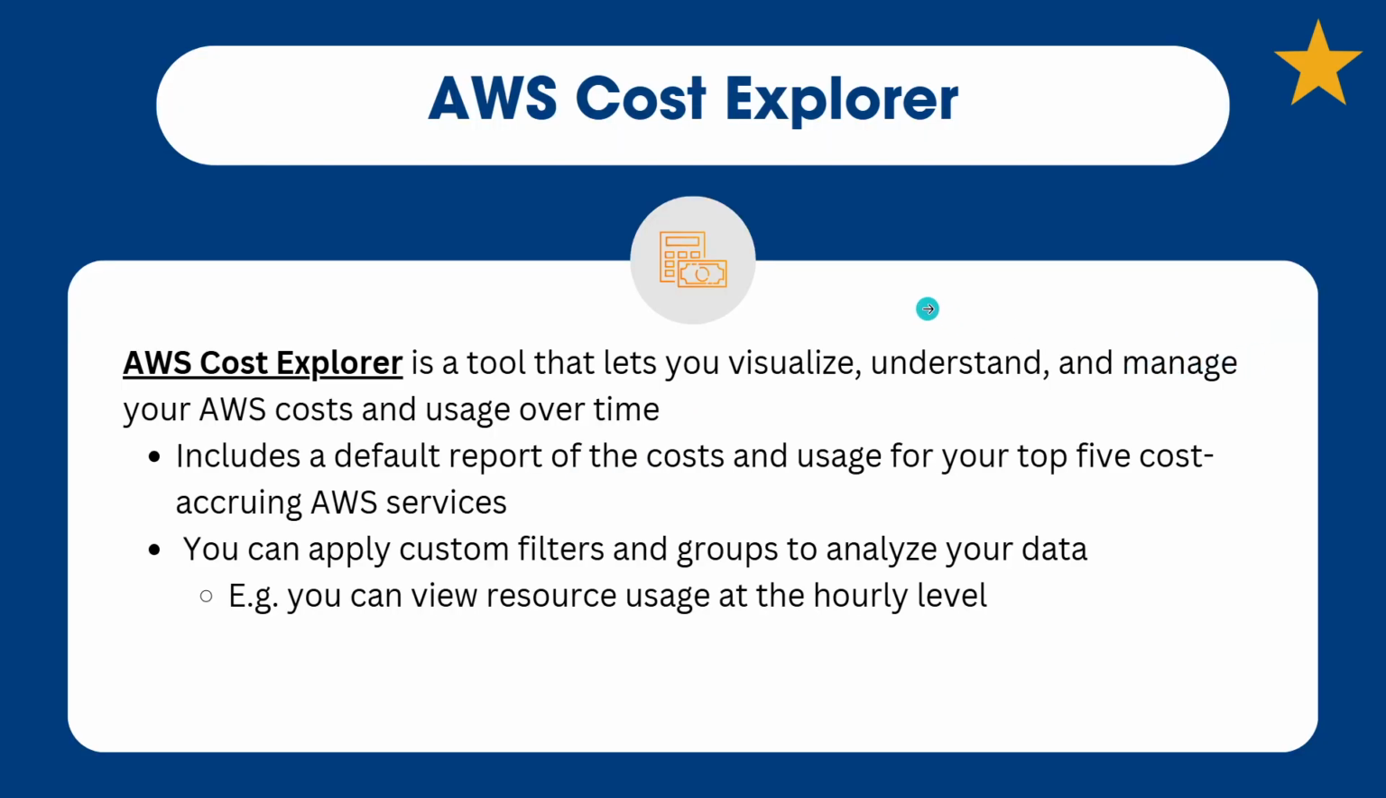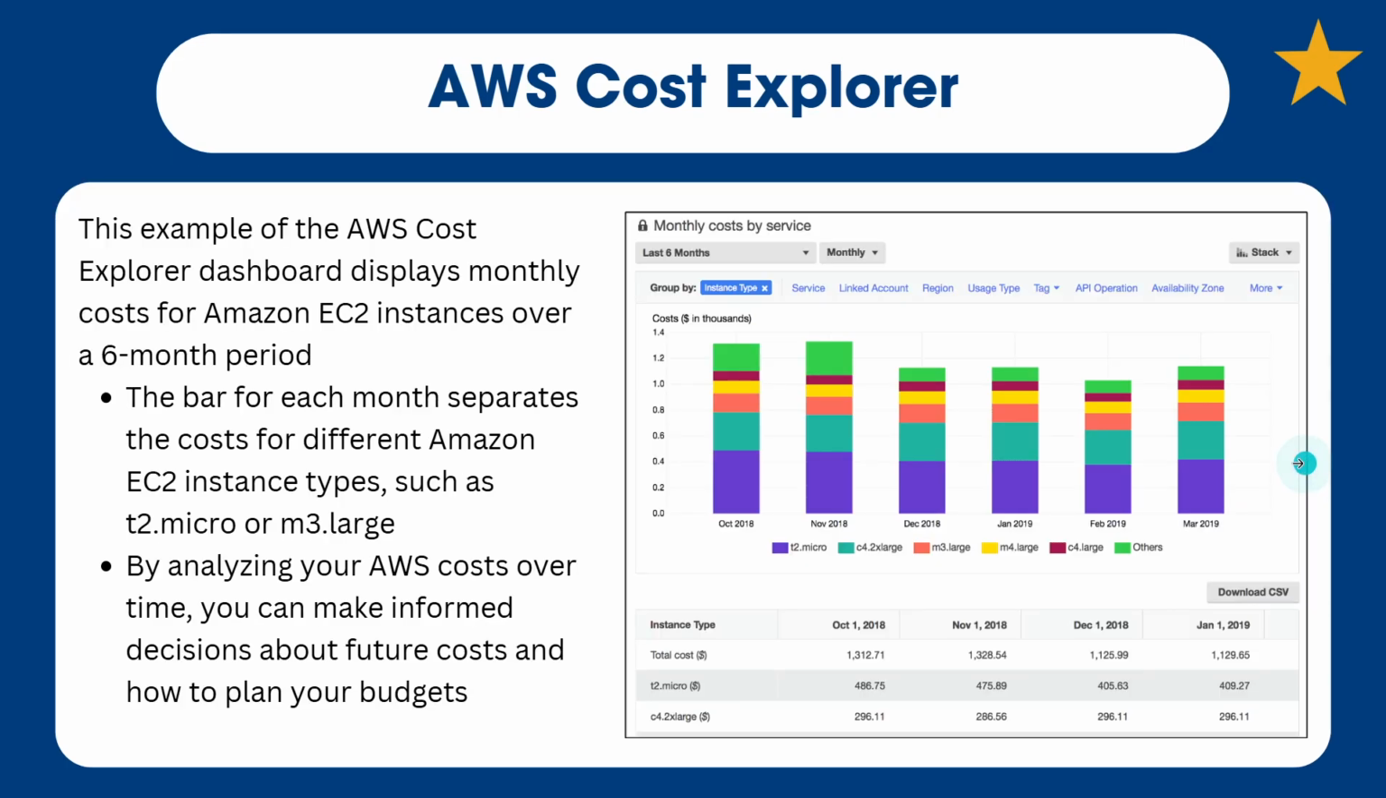So what is AWS Cost Explorer? So it's another tool. This time it's going to help you visualize, understand, and manage your AWS costs and usage over time. So it has a default report of the cost and usage for your top 5 cost accruing AWS services, but you can also apply some filters to analyze data at a more granular level. So you can view resource usage at the hourly level, for example, or based on certain key services of your choice. So let's take a look at an example of the AWS Cost Explorer tool.